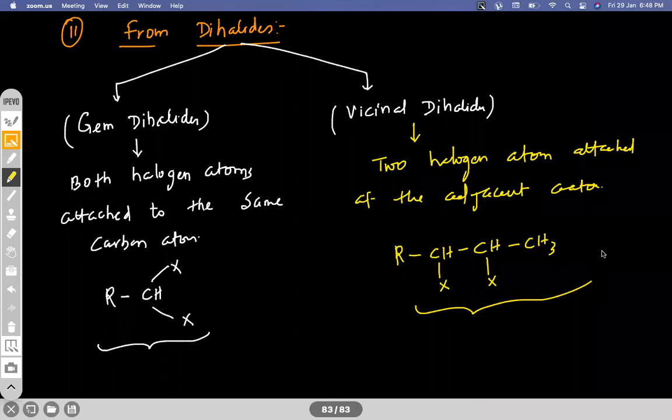If they are not at adjacent carbons, then we can say 1,3 dihalides or something like that. Like suppose you have a molecule this way, CH2, CH2, CH2. Here we have X, here we have X. So it is a 1,3 dihalide. We don't have such a name. Okay, yeah.